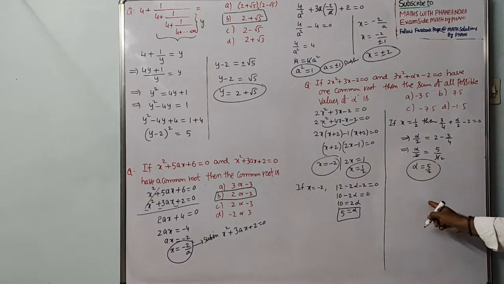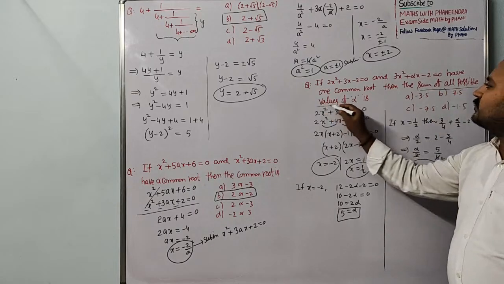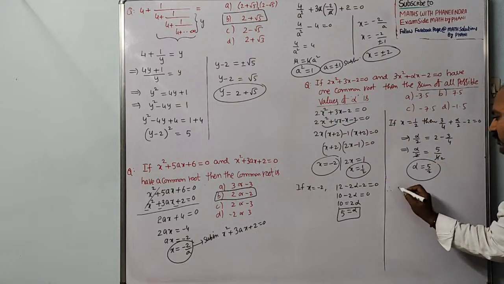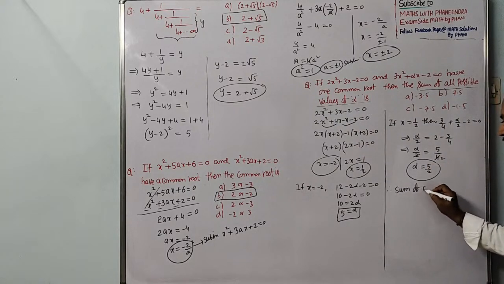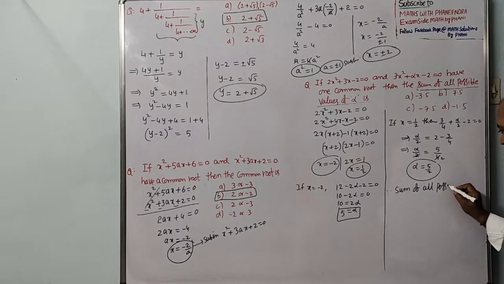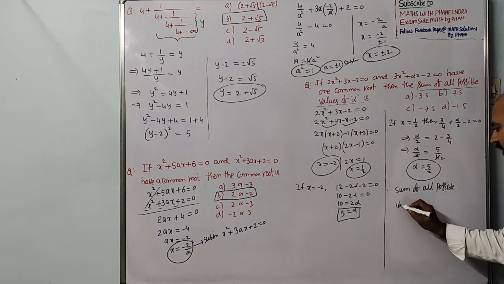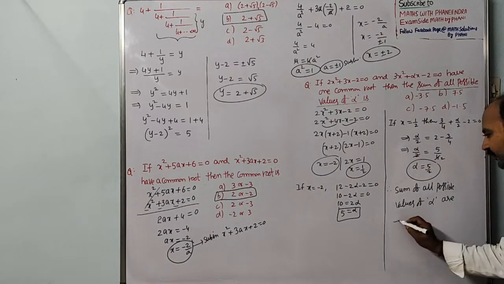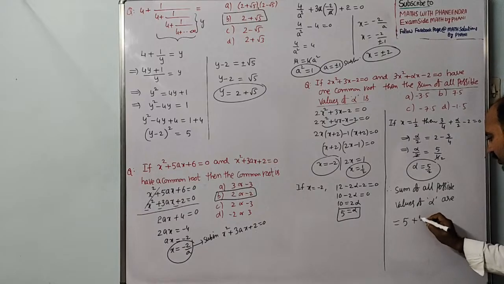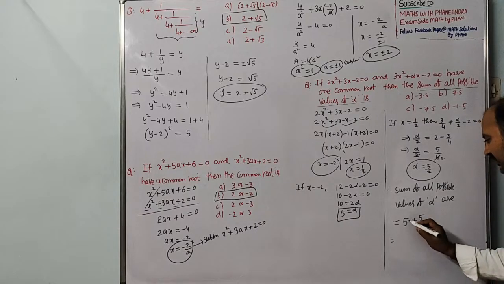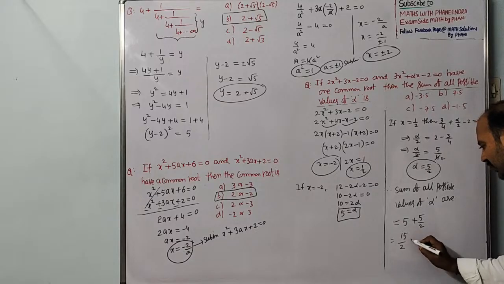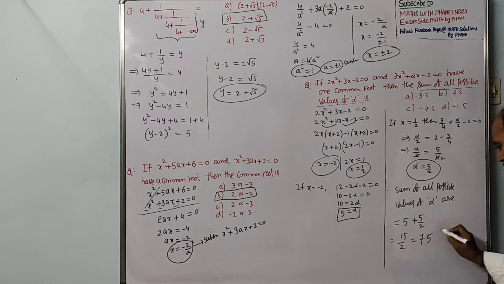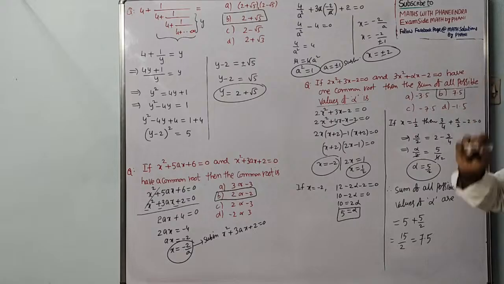After getting these α values, the sum of all possible values of α is 5 + 5/2. So 2 fives are 10, plus 5, 15. 15 by 2 is how much? 7.5. It is there in the second option, dear students. I hope everyone understands. We'll move to another question now.